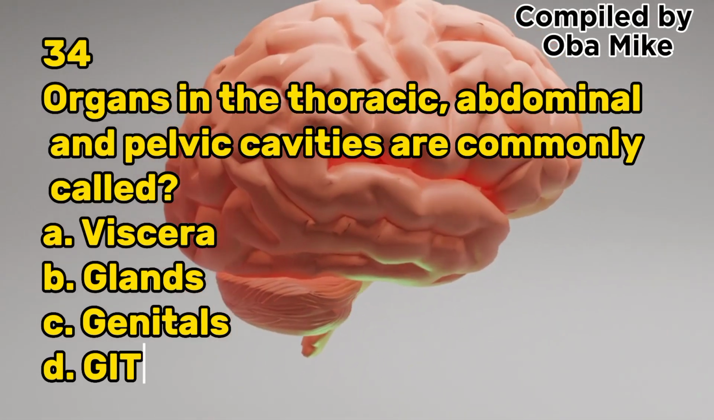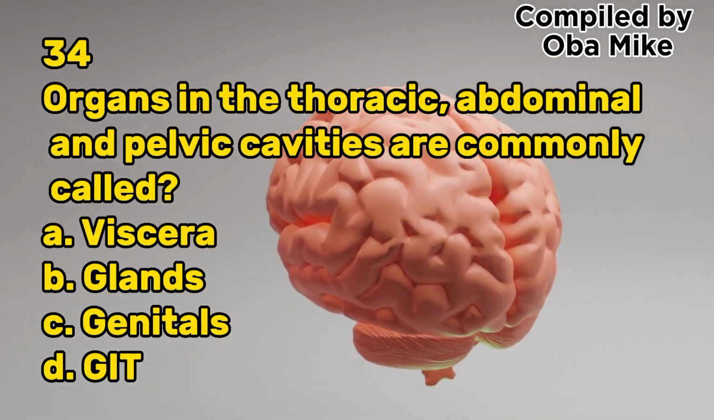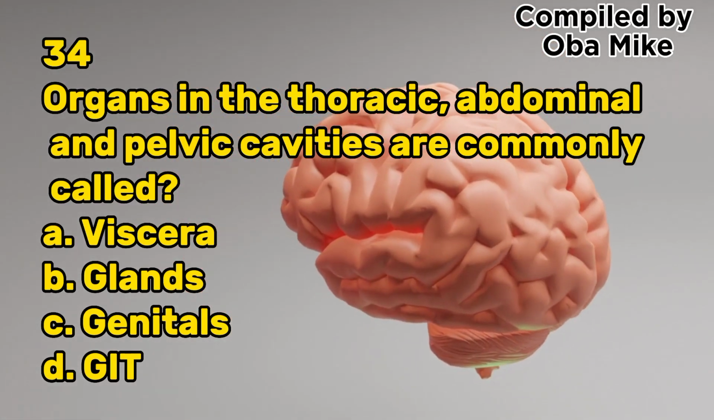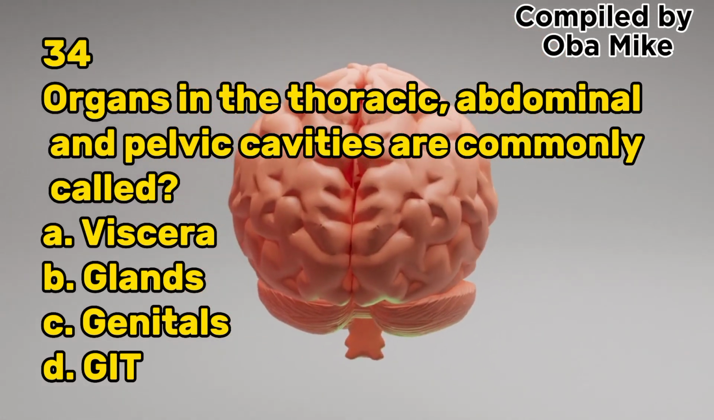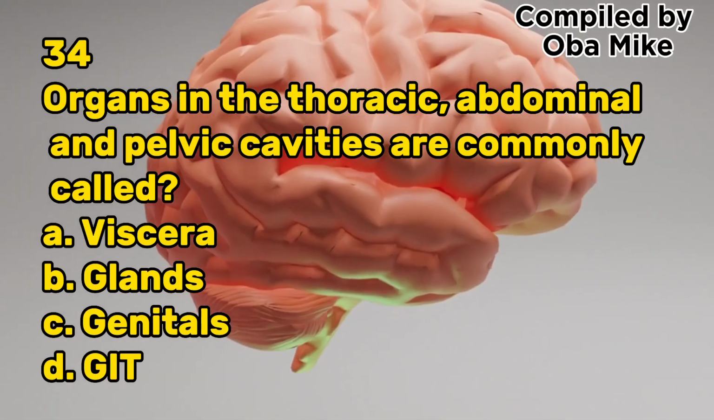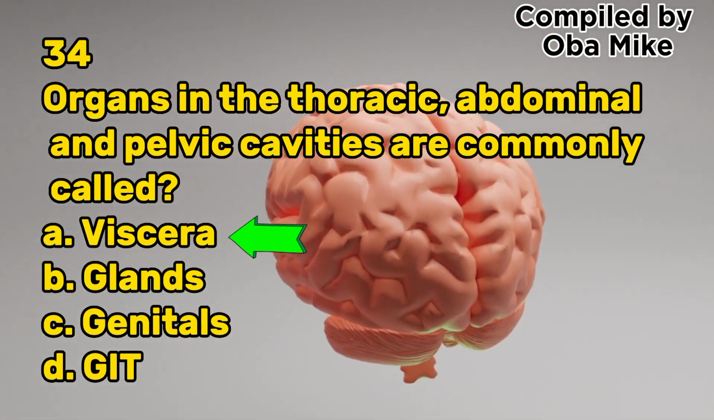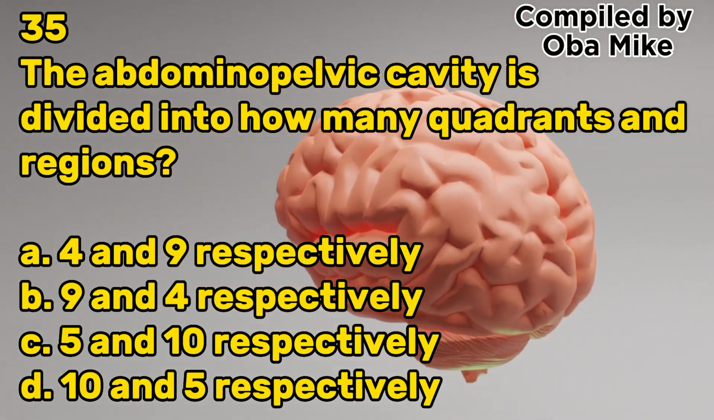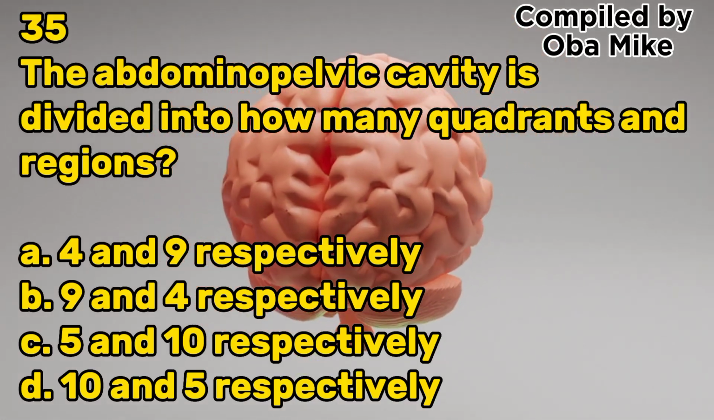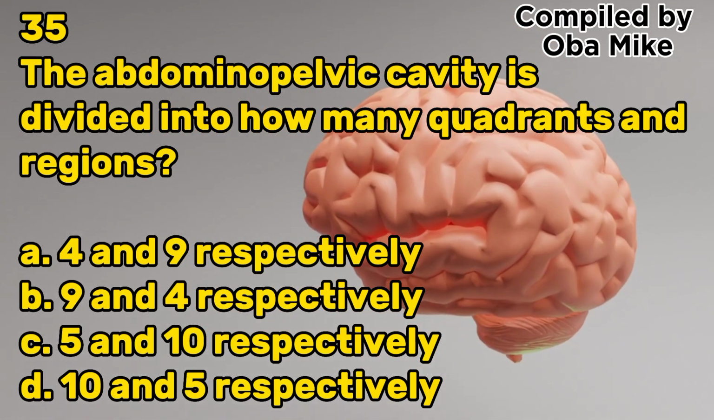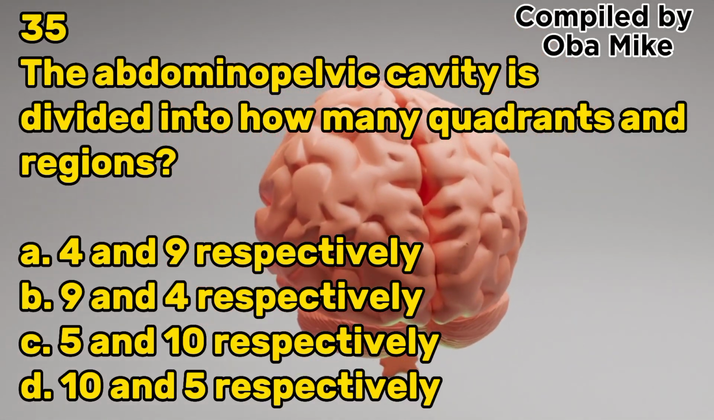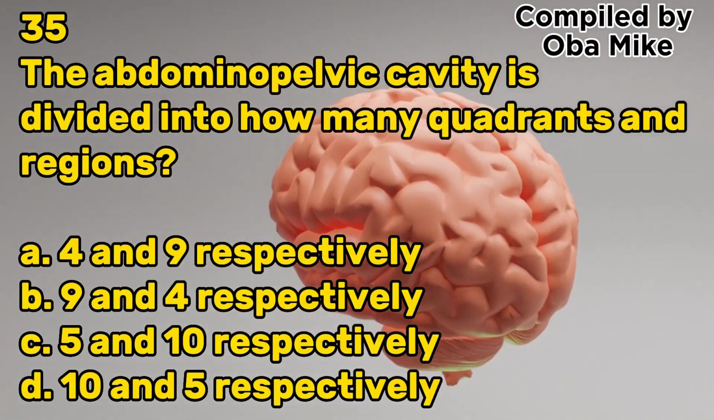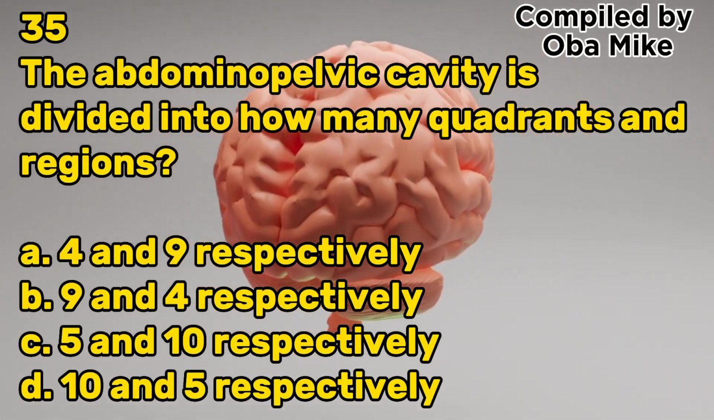34. Organs in the thoracic, abdominal and pelvic cavities are commonly called A. Viscera, B. Glands, C. Genitals, D. GIT. 35. The abdominopelvic cavity is divided into how many quadrants and regions? A. 4 and 9 respectively. B. 9 and 4 respectively. C. 5 and 10 respectively. D. 10 and 5 respectively.